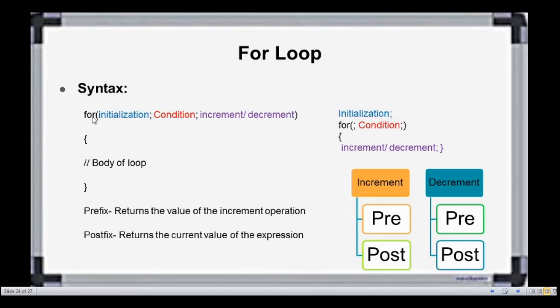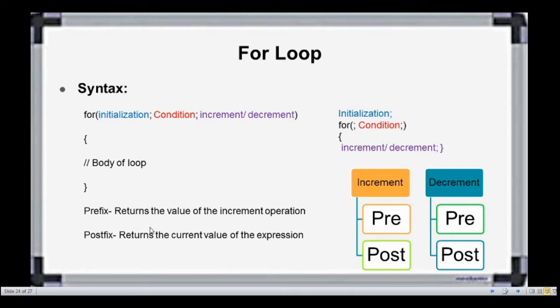You can write this syntax as: initialization, then for, inside it a semicolon, then the condition, again a semicolon, and one more part where you can write increment or decrement. But all three parts are necessary: initialization, condition, and increment or decrement. Here you can use pre or post increment, and similarly in a decrement you can use pre or post. What is the difference between pre and post?